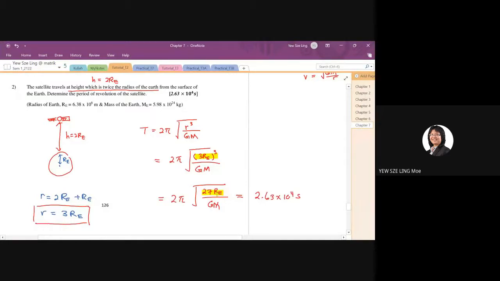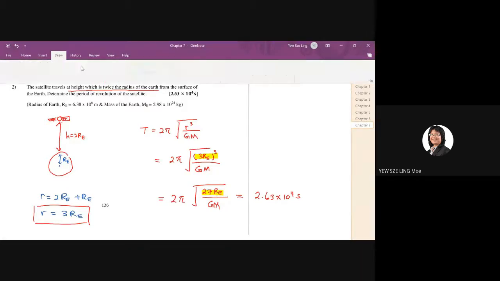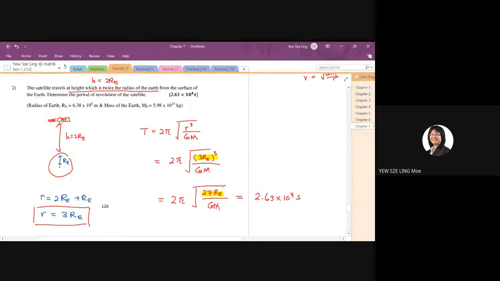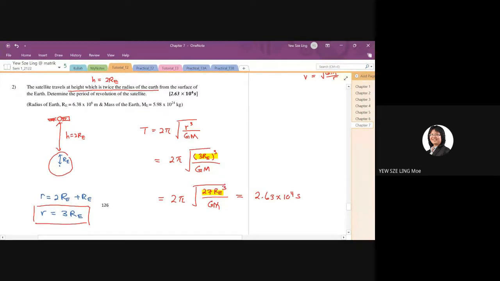Why? Because they just put cube on RE. They forgot about the 3. So 3 is very, very important. You need to cube it as well. So 3 cubed, r cubed, and then you obtain 27 RE cubed. I missed out a cube here. Okay, cube. Then from here, you just calculate the value. So 3 minutes for you to write it down. Okay, you calculate it.